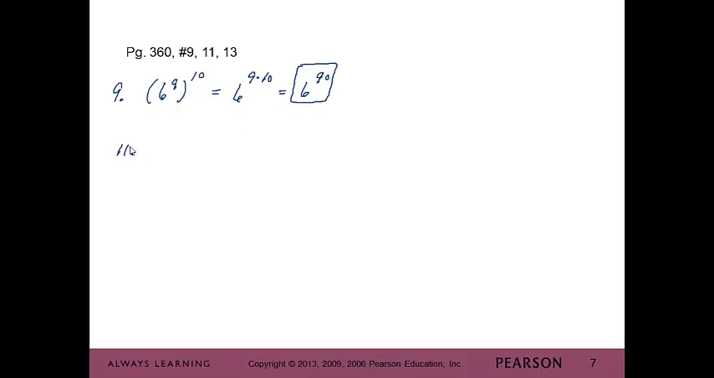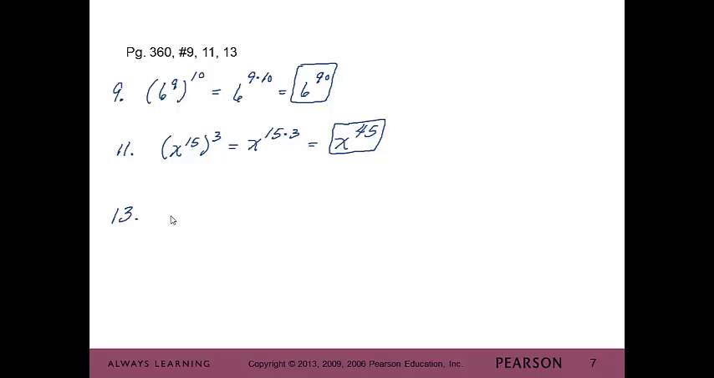Number 11, we have x raised to the 15th power raised to the 3rd power. So again, base raised to a power raised to another power. We're going to keep our base, which is x, and then multiply our powers together, so 15 times 3, and our final answer is going to be x to the 45th power.